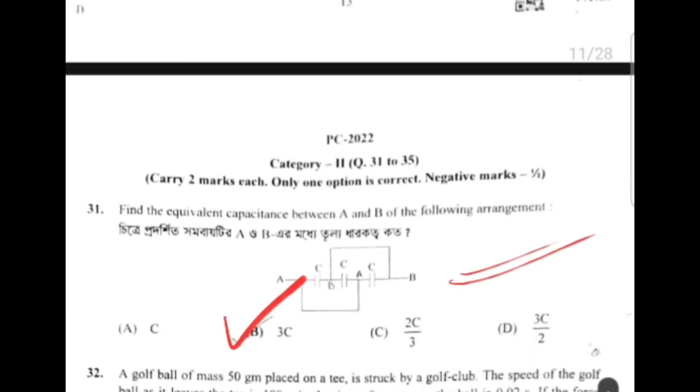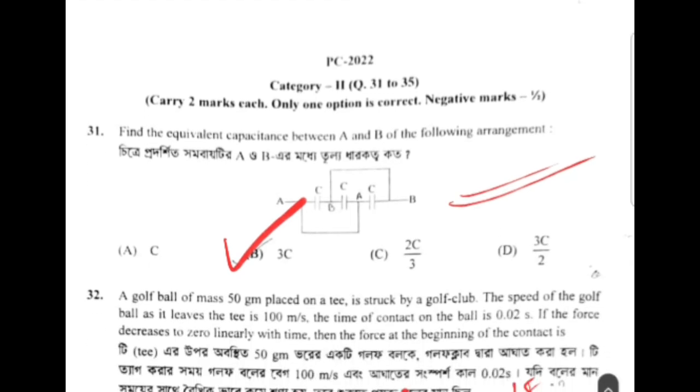Question 31 is the sum of capacitance. You can do it easily by taking the common potential points. You just mark the common potential points and then arrange it from A to B. You will get option B, 3C, as the correct answer.